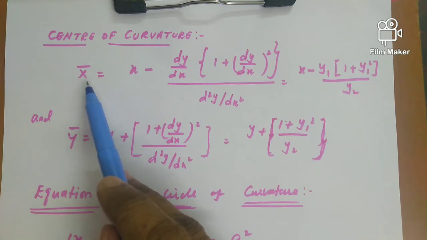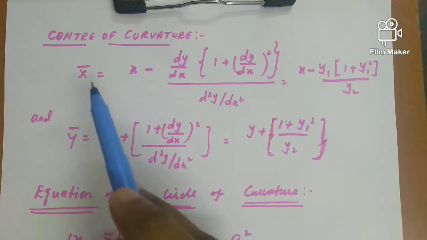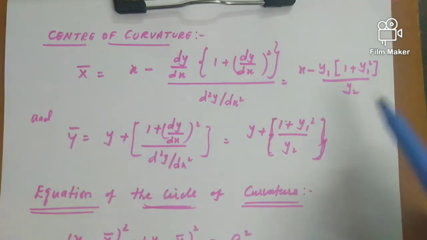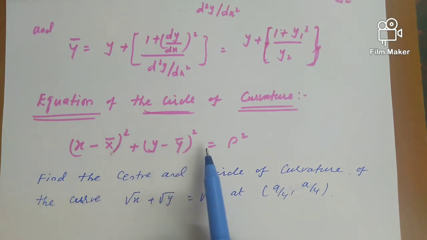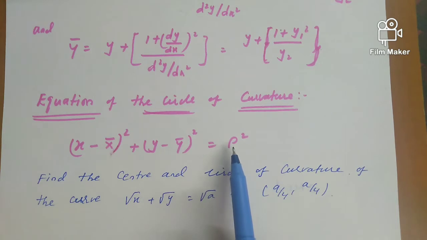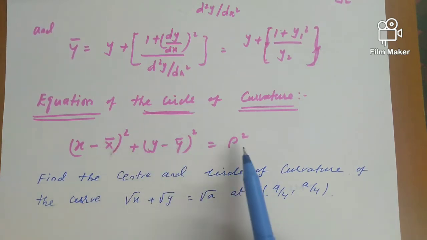To find the center for the given curve, we have to find out x bar and y bar. To find x bar and y bar, these are the two formulas. Now the next one is equation of circle. So equation of circle of curvature is x minus x bar the whole square plus y minus y bar the whole square equal to rho square. X bar and y bar is nothing but center and rho is nothing but radius of curvature.